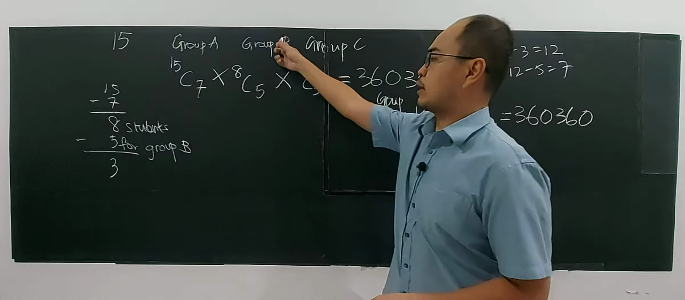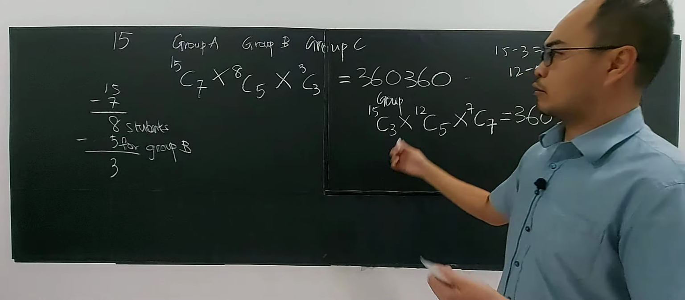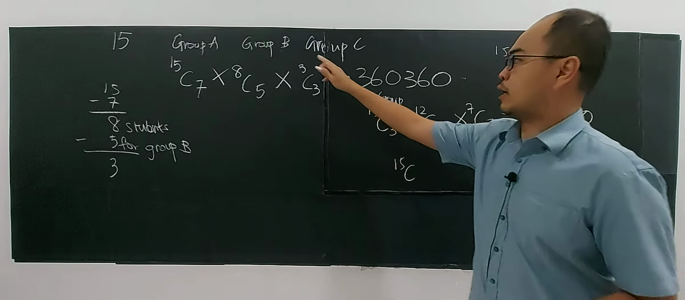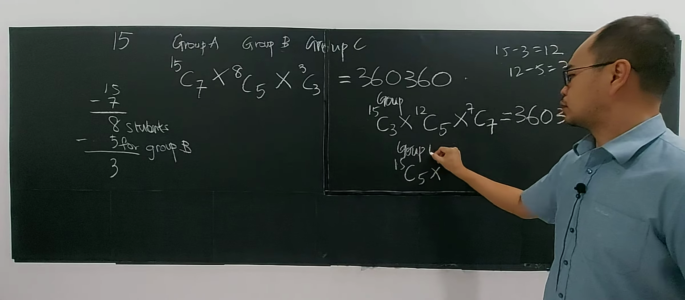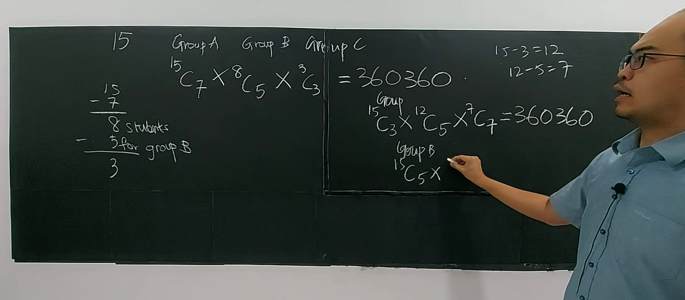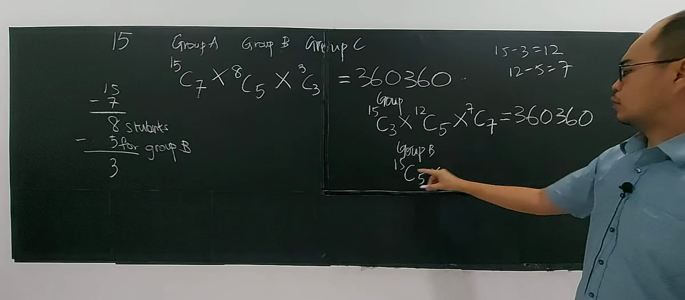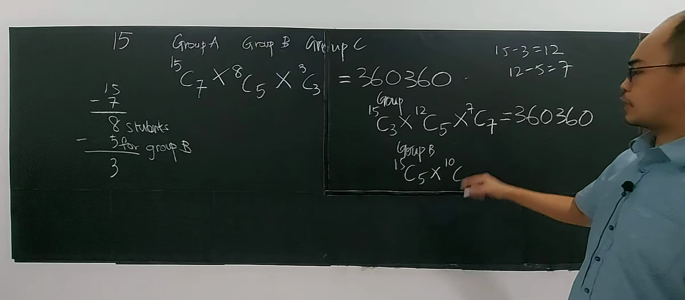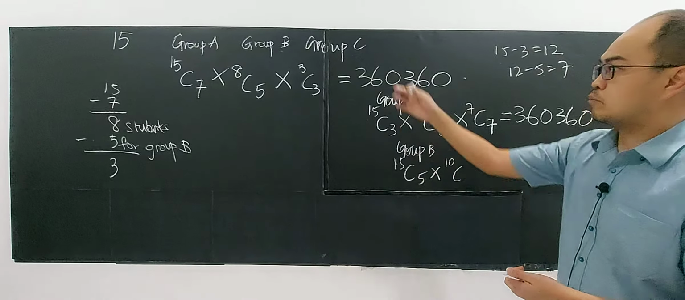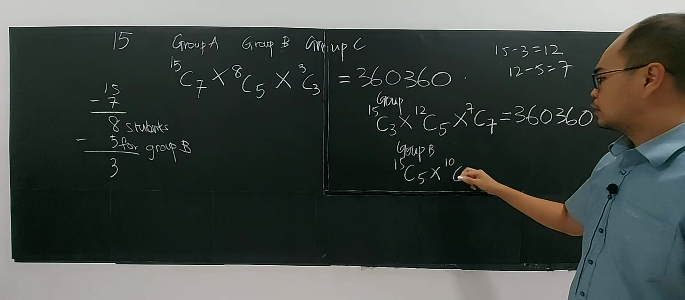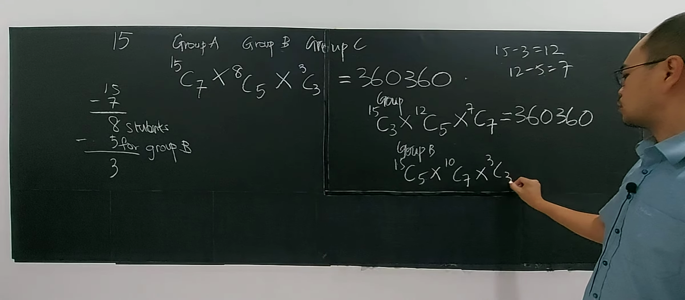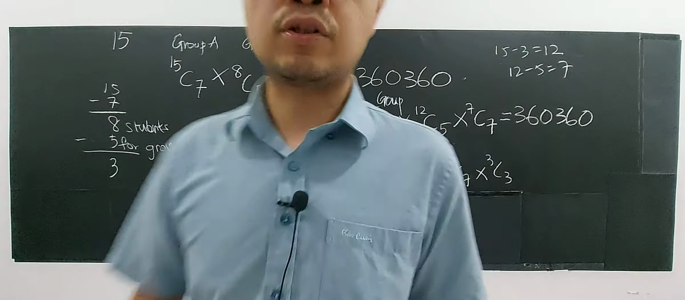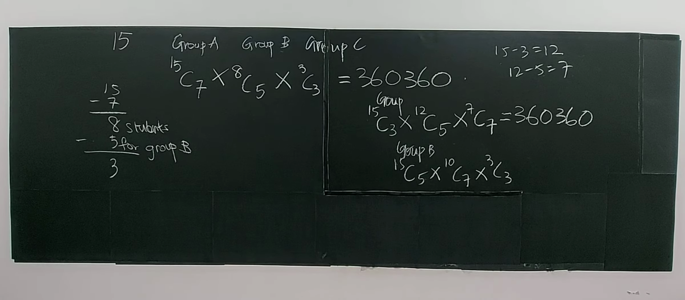Or maybe group B is not happy. Group B says, I want to go first. So 15 choose 5, I start with group B. Later on, group A: 15 minus 5 leaves 10, choose the 7 students, and the remaining 3 go to group C. You will still get 360. It doesn't matter, it's just a grouping. Hope you understand part A.